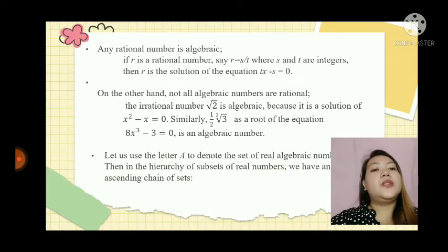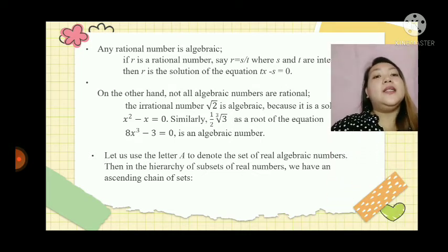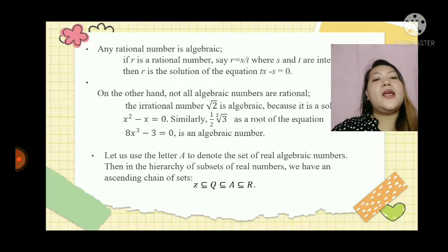Let us use the letter A to denote the set of algebraic numbers. Then, in the hierarchy of subsets of real numbers, we have an ascending chain of sets: Z is a subset of Q, which is a subset of A, which is a subset of R.